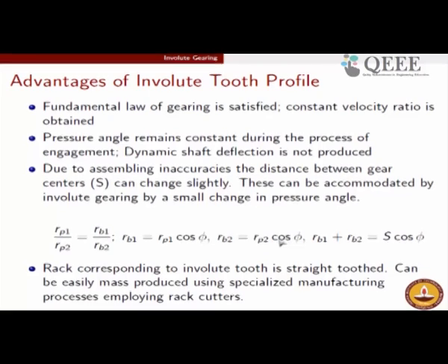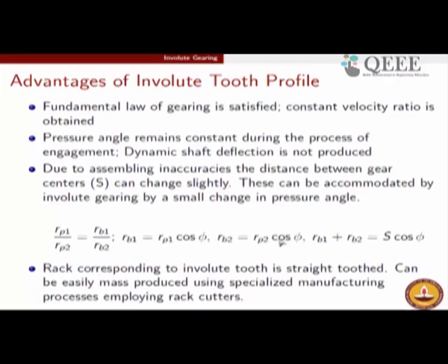As such, if you have a rack cutter which does the cutting operation on a gear blank, this rack cutter needs to have only straight teeth. Making a rack cutter which is anything other than straight tooth will be very difficult, because cutters are very difficult to machine and very difficult to make in the first place. So, making a rack cutter available will be very easy in this case as compared to any other case, because the rack cutter associated with the involute tooth profile has only straight teeth.